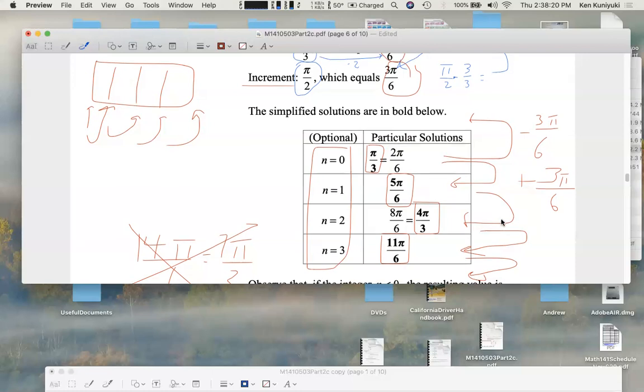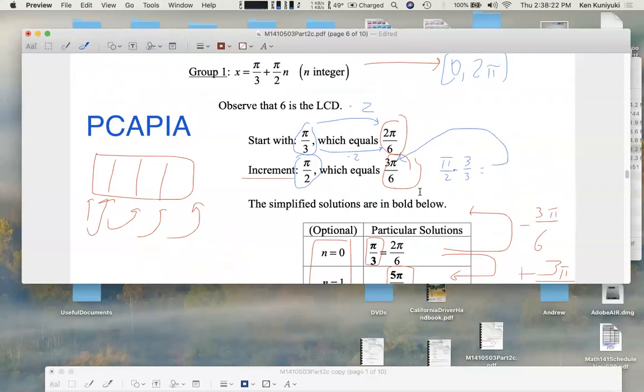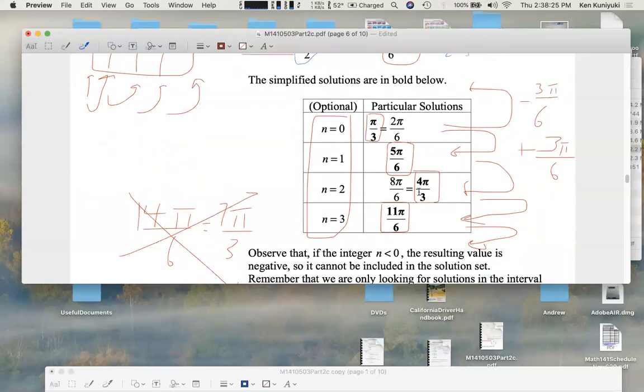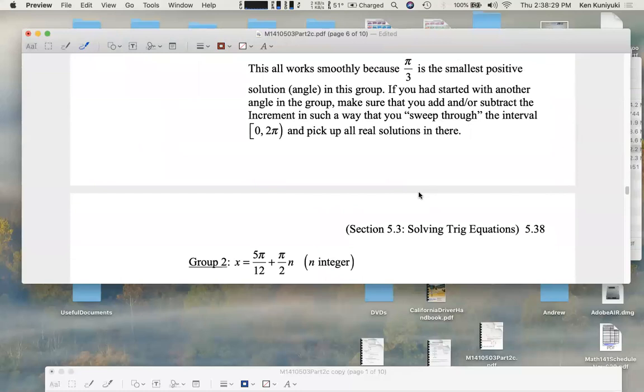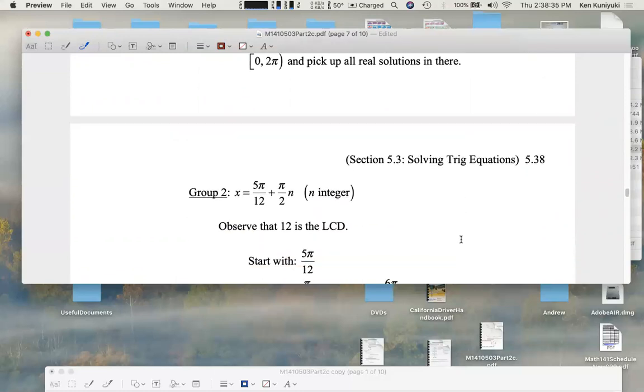All right. Anyway, we're not done yet. That was just group 1. What about group 2? Although in group 2, I have less blabbing to do, right? And it turns out we don't have to simplify much. Here, we're going to start with 5 pi over 12. Okay. The increment, again, is going to be pi over 2, the coefficient on n.